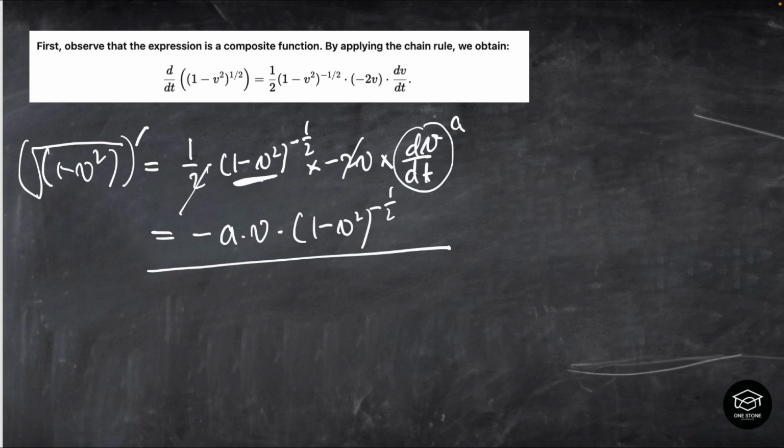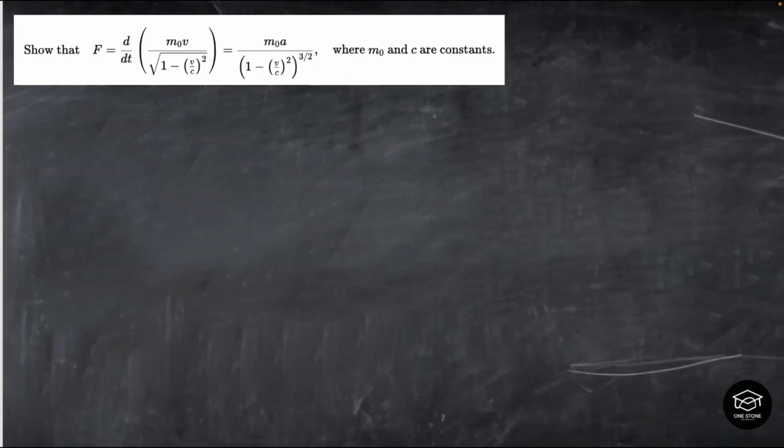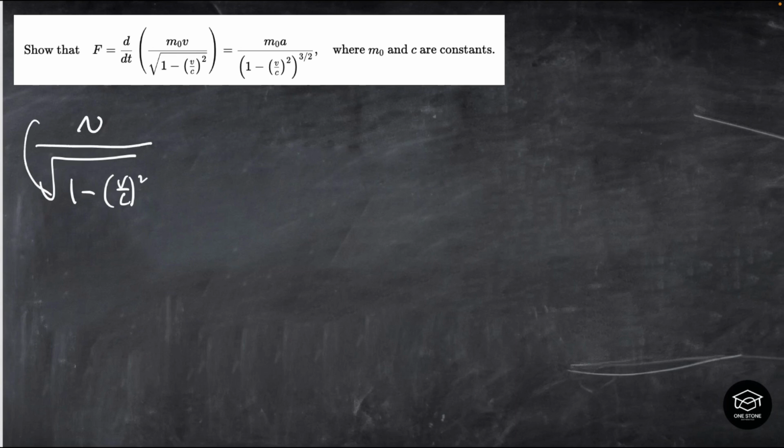Now let's return to the full relativistic expression for force. We're differentiating velocity divided by the square root of 1 minus v squared over c squared. Since this is a fraction, we apply the quotient rule. The quotient rule says, take the derivative of the numerator times the denominator minus the numerator times the derivative of the denominator, and divide all of that by the denominator squared.